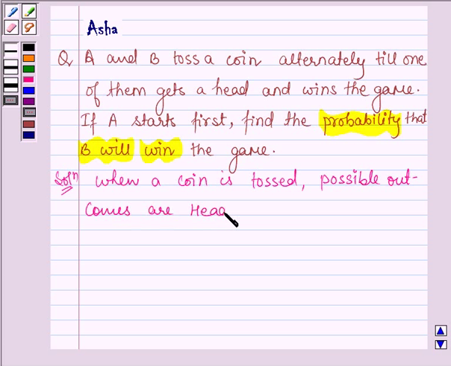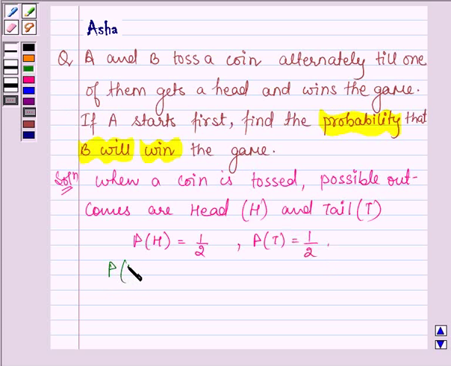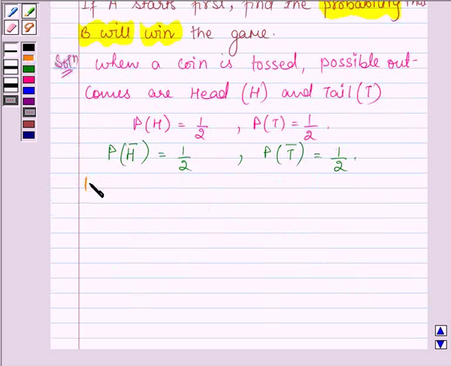Let us denote the head by capital H and the tail by capital T. So the probability of getting a head is 1 by 2 and probability of getting a tail is also 1 by 2. Therefore, probability of not getting a head is 1 minus probability of getting a head, that is 1 minus half, which is equal to half. Similarly, probability of not getting a tail is 1 minus probability of tail, which is again equal to half. Let E denote that A gets a head and F denote that B gets a head.